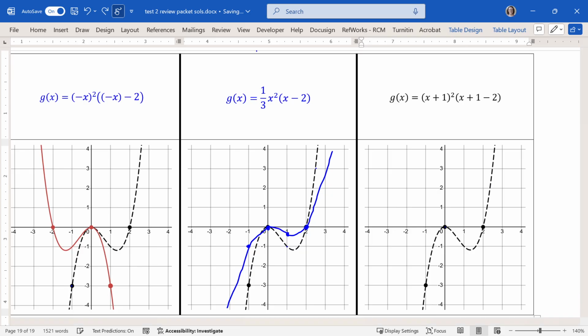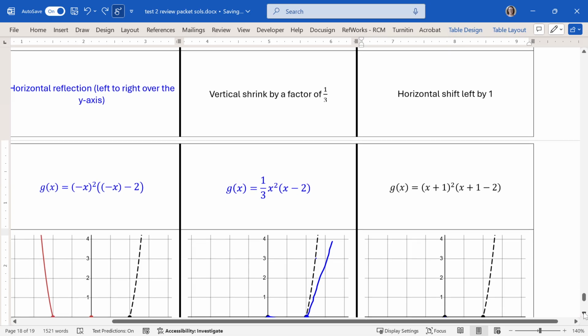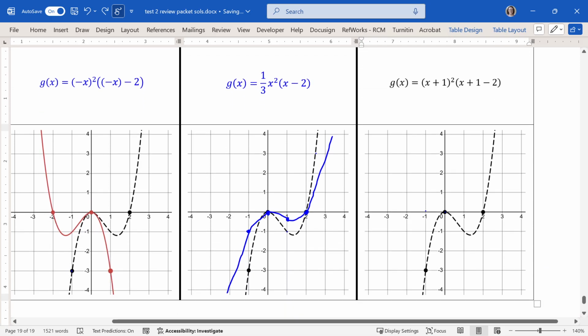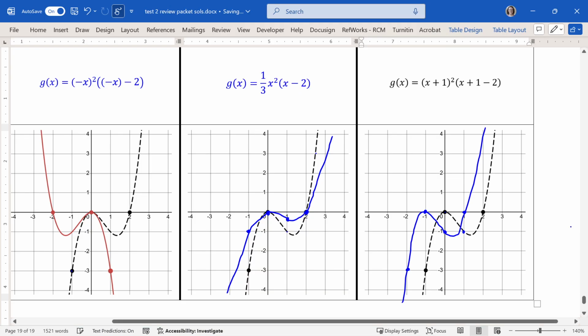Plug in -1, plug in -2, or you can use the fact that the formula tells us it's a horizontal shift left by 1. So that point's going to move there, that point's going to move there. This reference point that wasn't explicitly given has moved here, just like we calculated. This one's going to move here. Okay, so this is going to be like this. All right, and that is it for this type of problem.